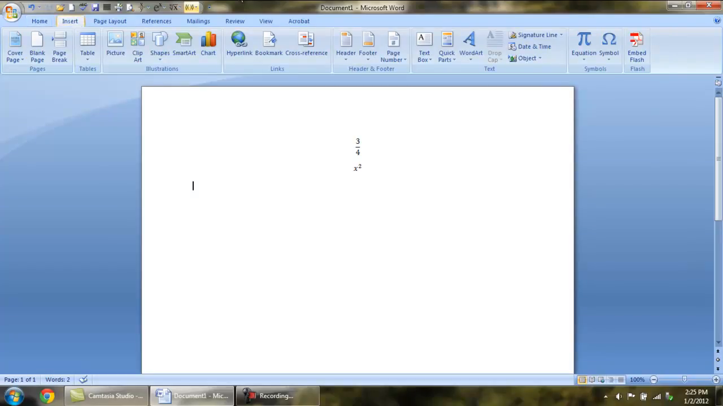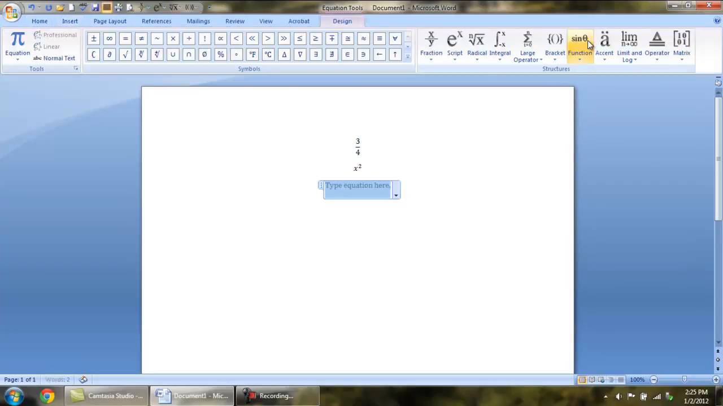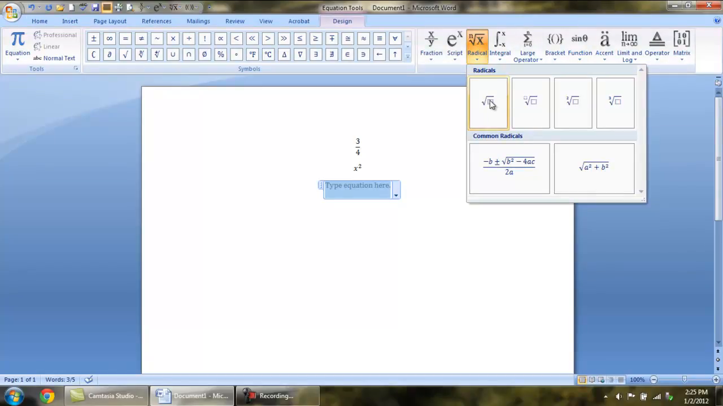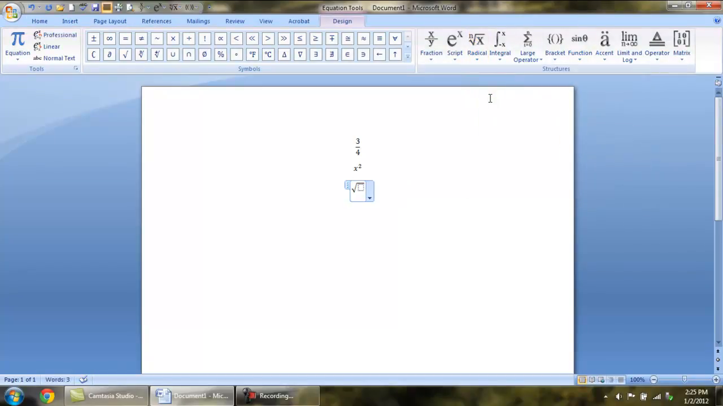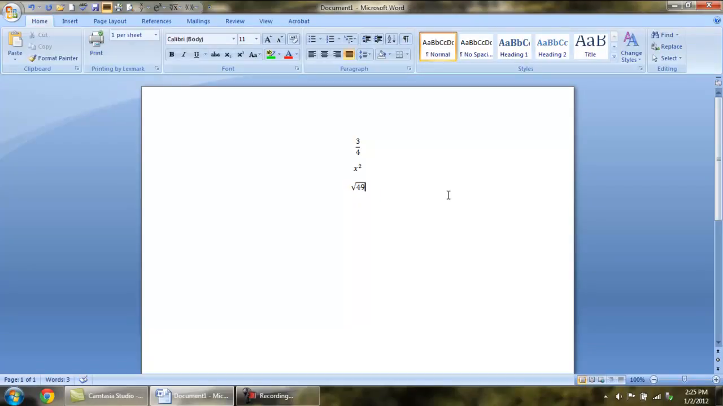Let's say we want to write the square root of 49. So we go to Insert and then Equation, go over to Radical and choose the square root, and then again we need to move our cursor to where the box is shaded blue, because that means now it's ready to input information there. So once we have 49, we can either right arrow out or you can use your arrow key.